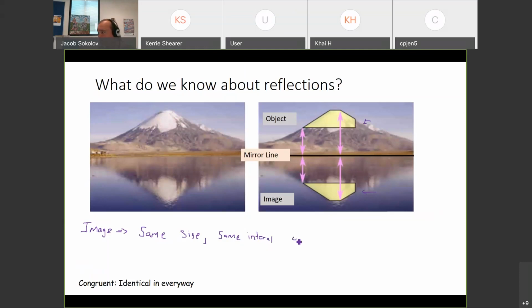Angles. I like the different places. So with the reflection, it'd be the same distance behind the mirror line. It's been flipped, but it'd also be the same distance behind the mirror line.